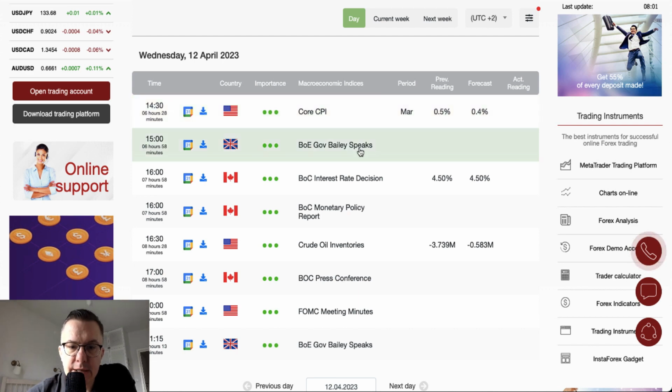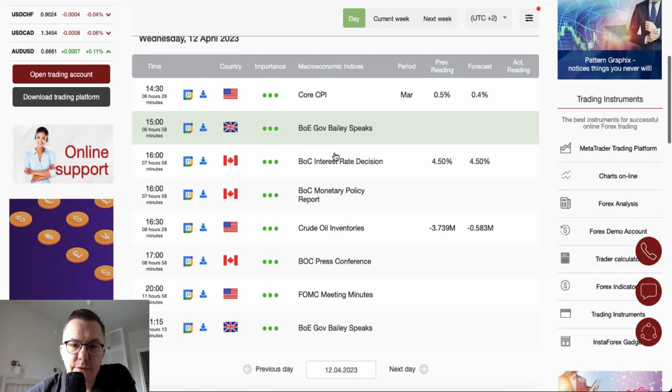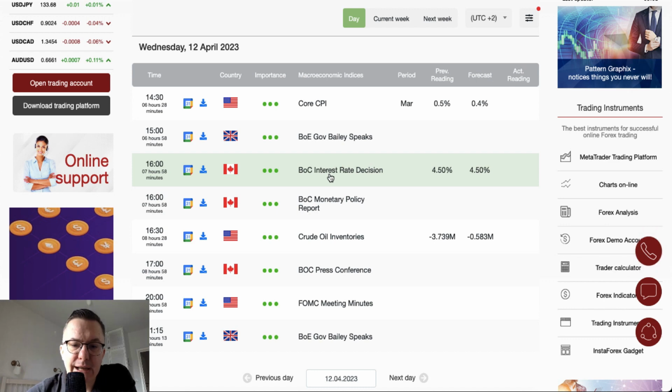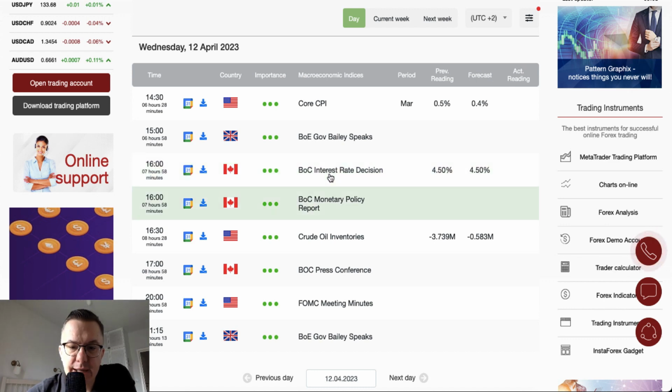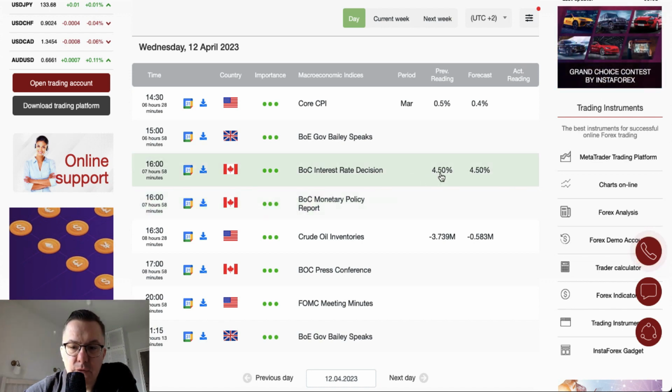Then we have a quick speech from the Bank of England Governor Bailey at 3 p.m. sharp, and then one of the most important events of today, the Bank of Canada interest rate decision and the monetary policy report. Both of these events are scheduled for release at 4 p.m. The Bank of Canada is expected to leave the interest rate at the level of 4.5%.